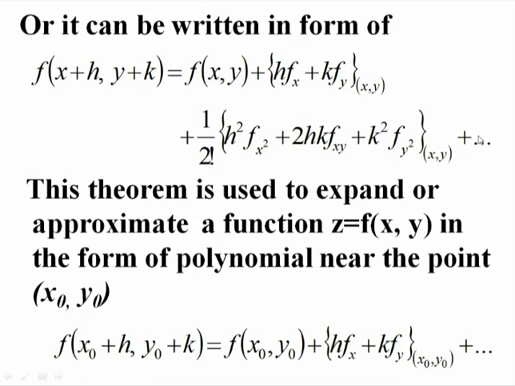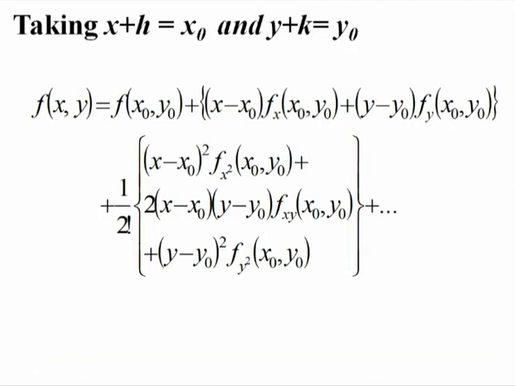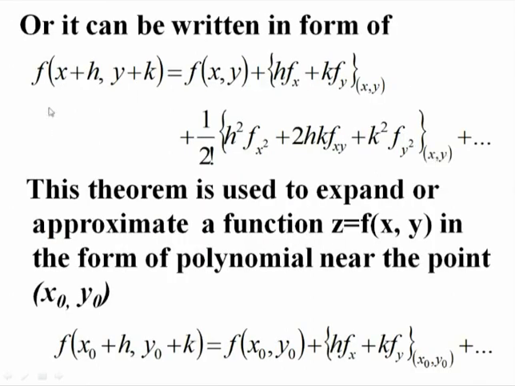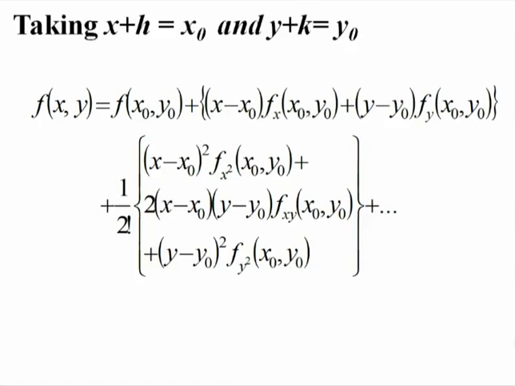Okay, so by taking x plus h is equal to x0 and y plus k is equal to y0, we get another form for the Taylor's theorem. So in this we get x0 plus h as x and y0 plus k as y.